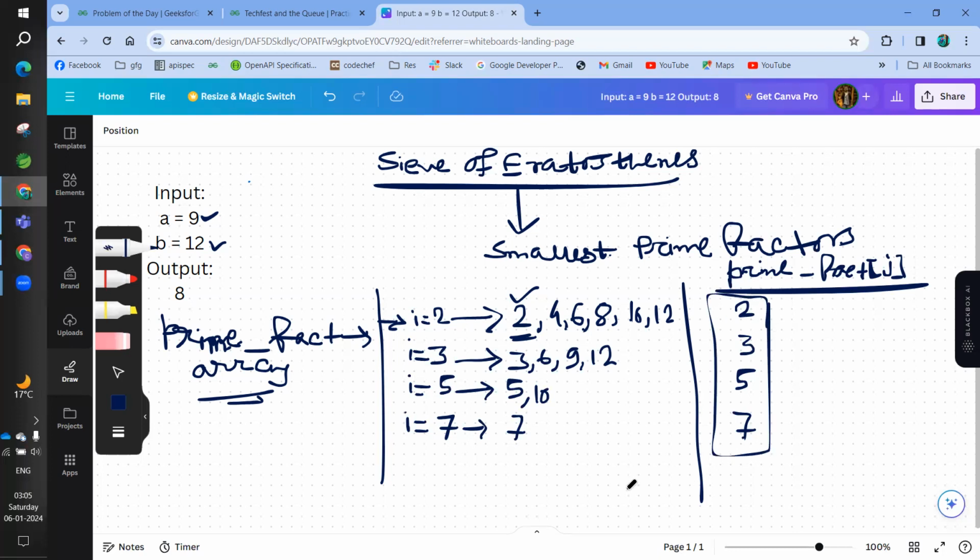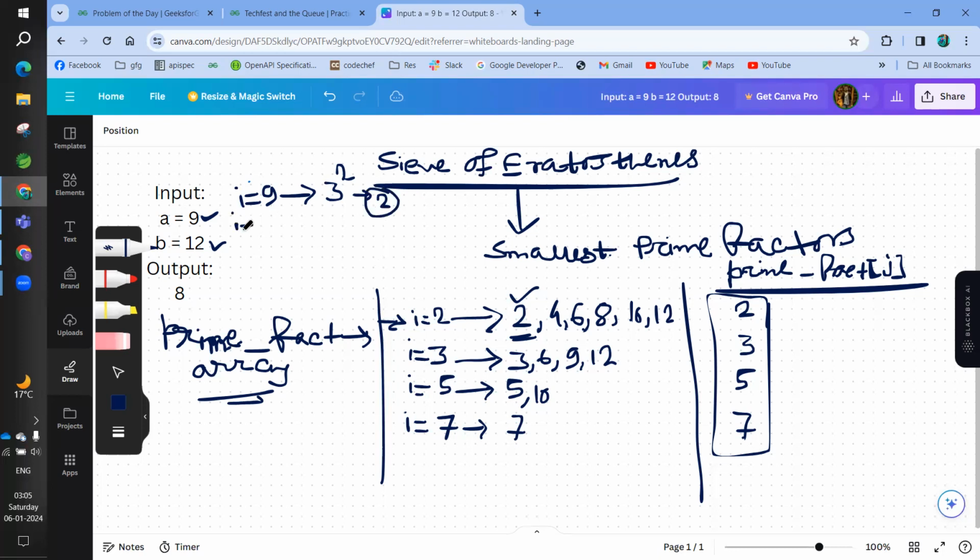Now when i equals 9, the range is 9 to 12. So 9 and 12 are inclusive. We have to calculate it for 9, 10, 11 and 12. For 9, the prime factorization is 3 squared. So the sum of the powers is 2, and we will add this into the answer.